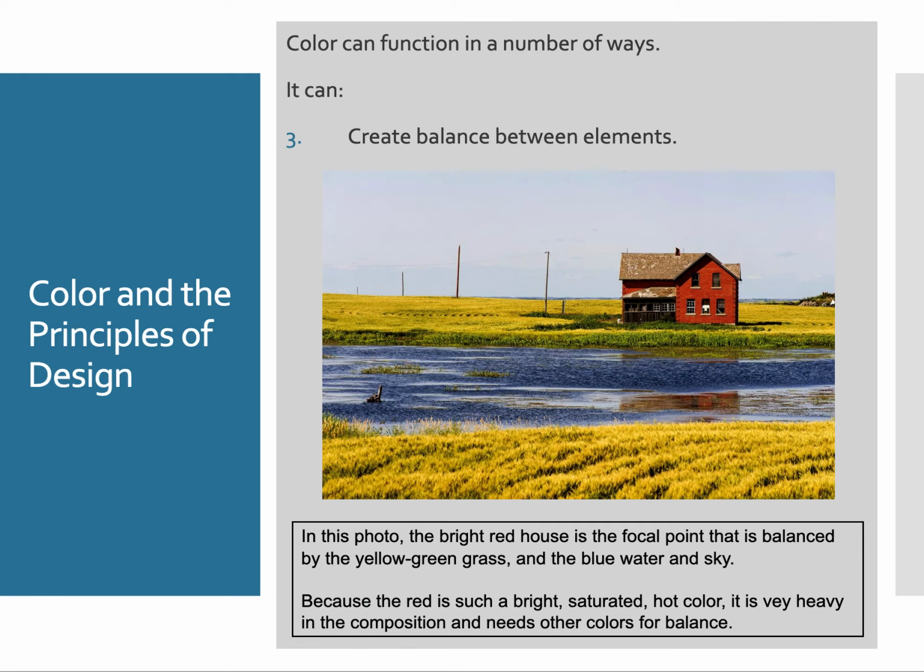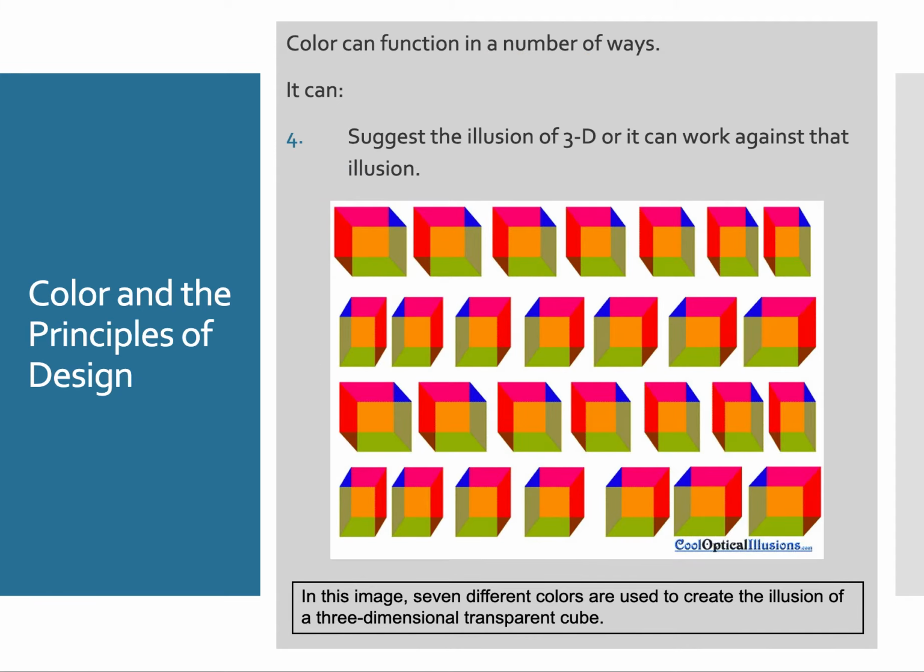It can create balance between elements. We have green grass, yellow grass, blue, and then we have that little pop of red that helps balance out the different elements. It can also create a 3D illusion. Obviously, that is just an optical illusion. That's not there. But just think about how you can really create these cool optical illusions if you're working with tile patterns.